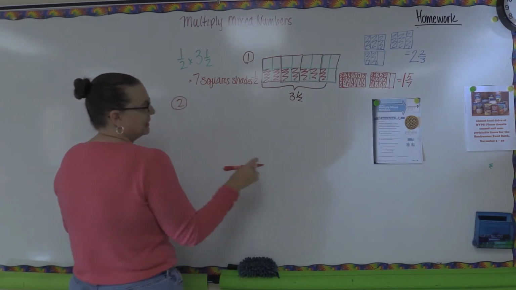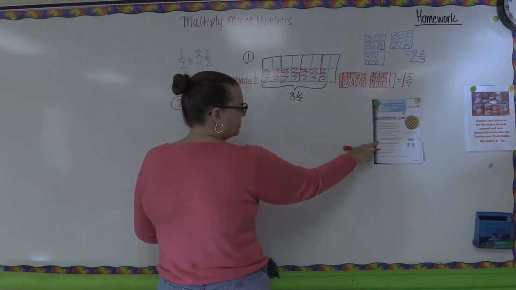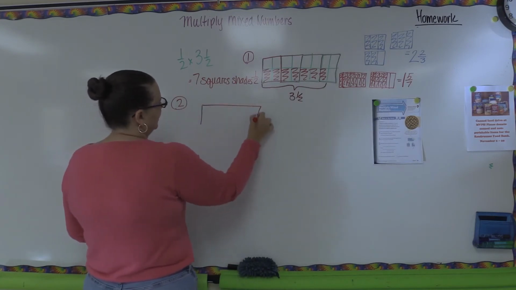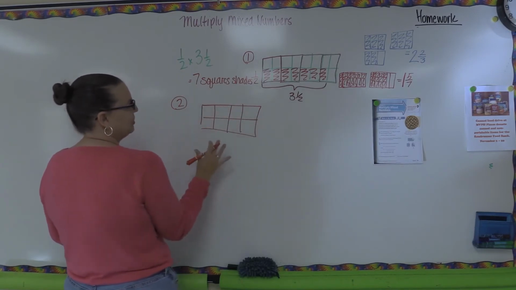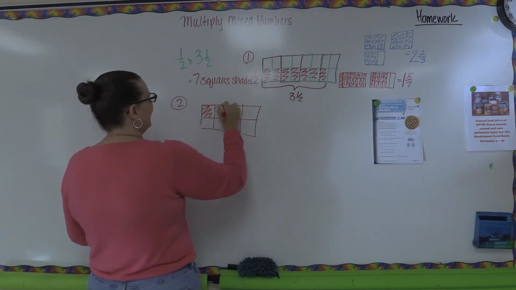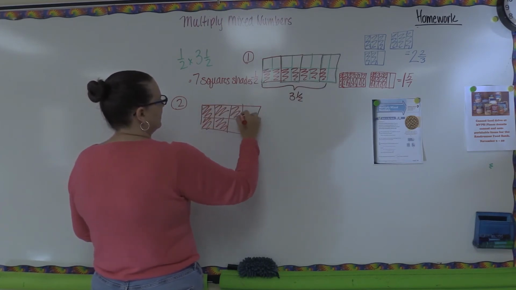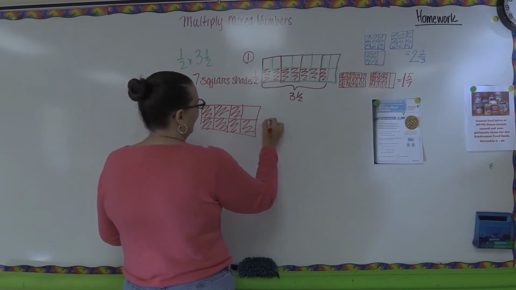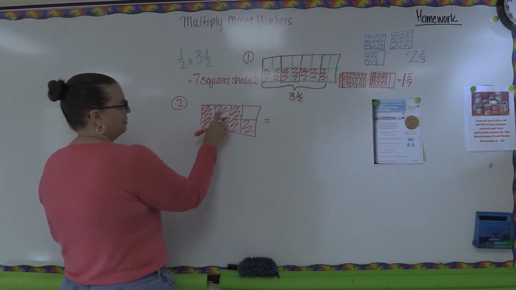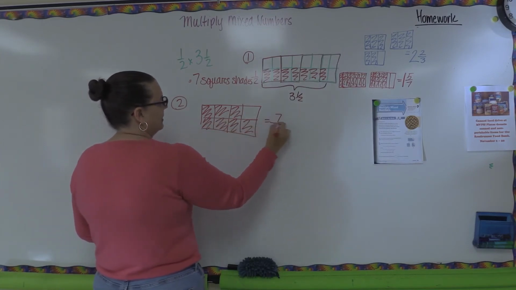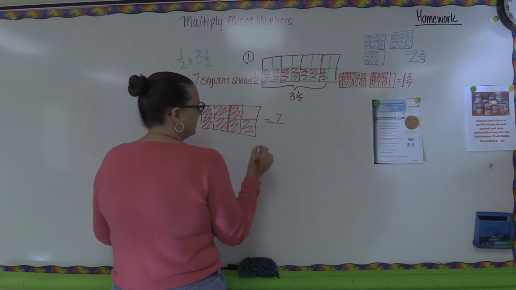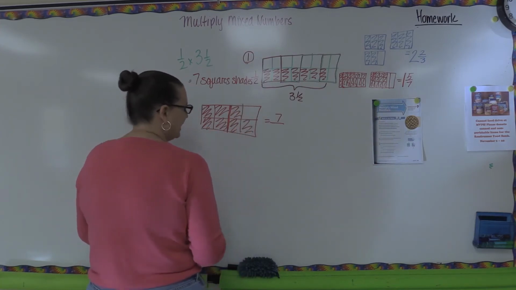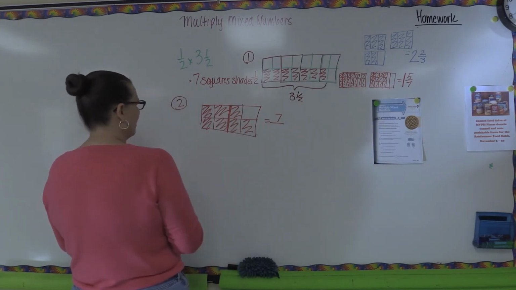Part number 2 says the shaded squares can be rearranged to form part of the model to the right. The model to the right looks like this. I'm just going to recreate it here. Okay, if I'm going to shade in 7 squares here, which is exactly what we have here, I'm trying to make a whole here. This fraction represents 1, 2, 3, 4, 5, 6, 7 out of 8 total. Right? These are the whole numbers.